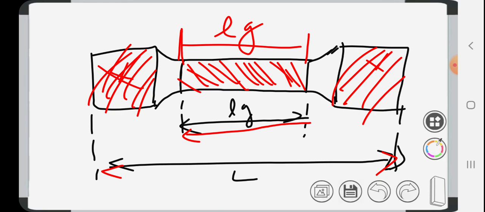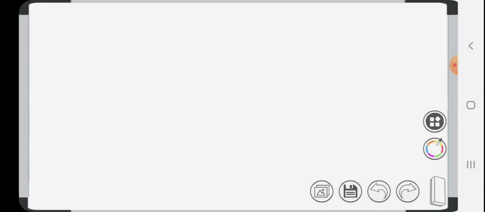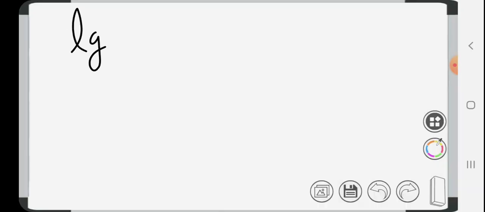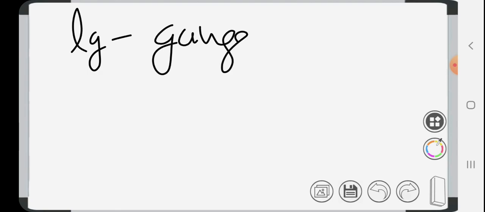Now what are we actually doing in this universal uniaxial tension test? LG is nothing but gauge length.